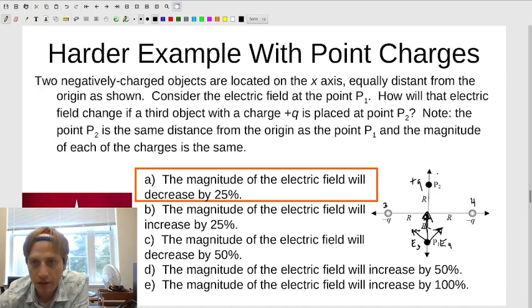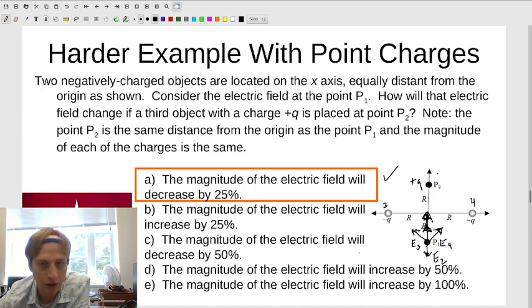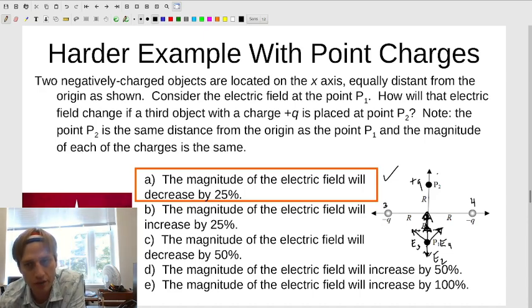Well, let's call that particle 2. That's going to have an electric field pointing down. It's going to be pointing out, and it's going to decrease this electric field slightly, but not as much as either one of these, because this is in fact farther away. So it's not going to decrease it by half. It's going to be more like 25%. Okay, so that's the only one that's possibly right on this one.